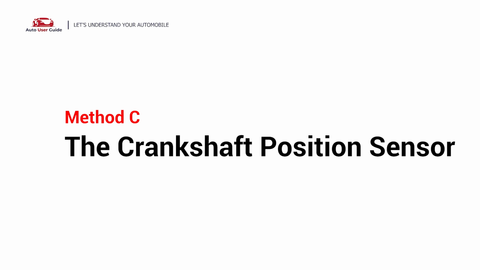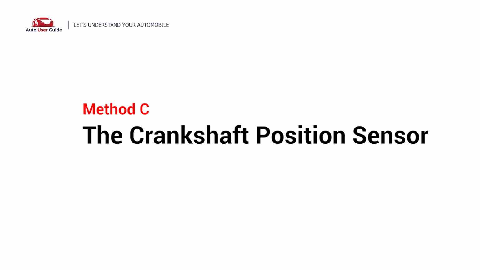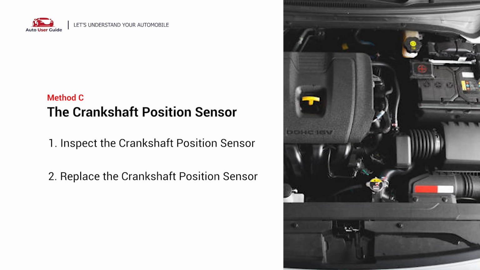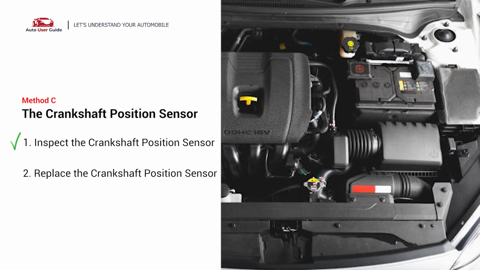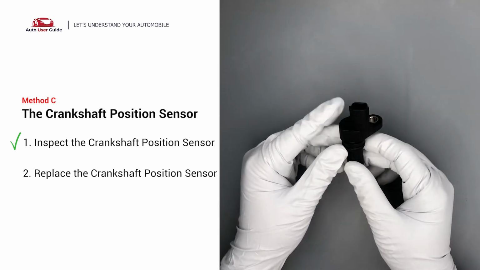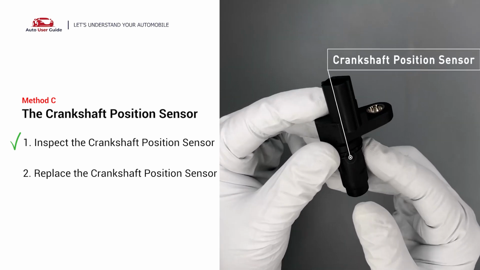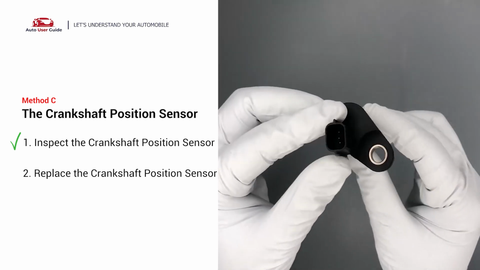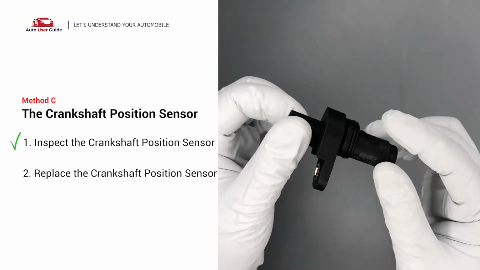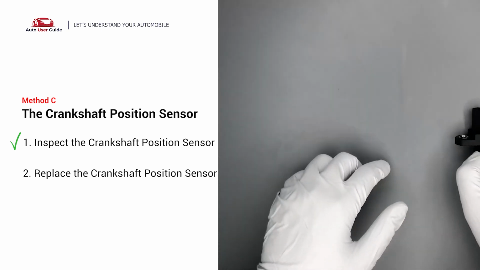Method C, the crankshaft position sensor. The crankshaft sensor is typically located at the front underside of the engine, often mounted to the timing cover. Start by carefully removing the crankshaft position sensor from the vehicle. Inspect it visually to ensure it hasn't been affected by leaks from other engine components.